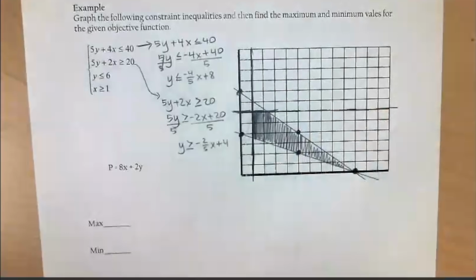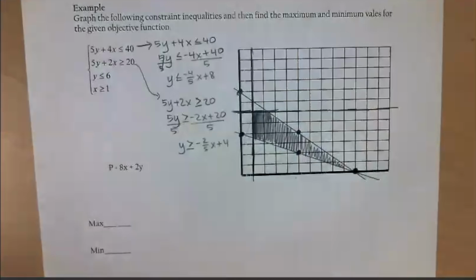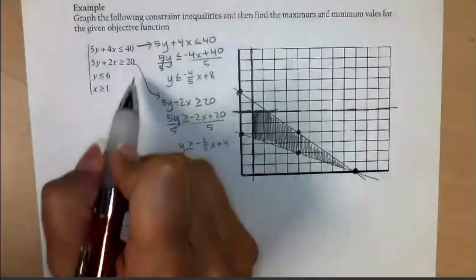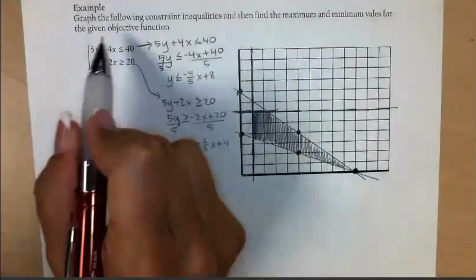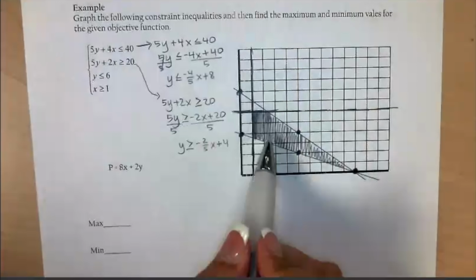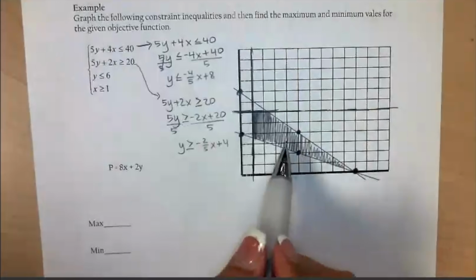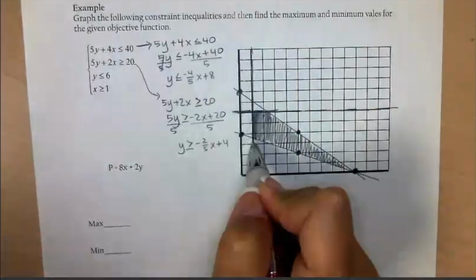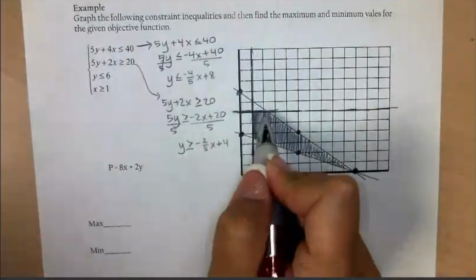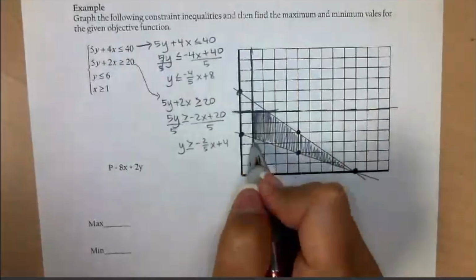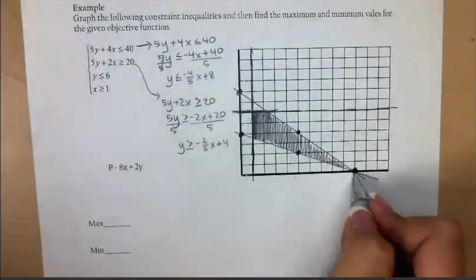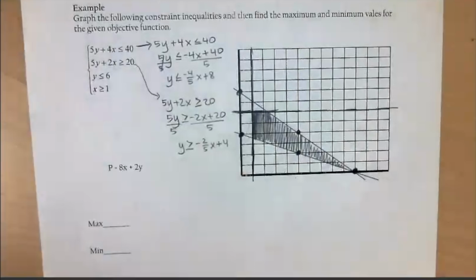There's our feasible region. Again, with the vocabulary, these are the constraints. This shaded area that has all of our solutions is the feasible region. And what we need next are these vertices right here. We've got 1, 2, 3, and 4 of them. Some of them are going to be easier than others to find.